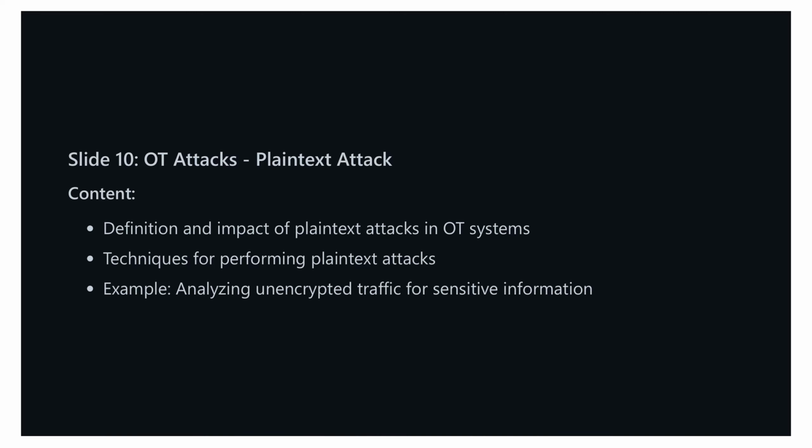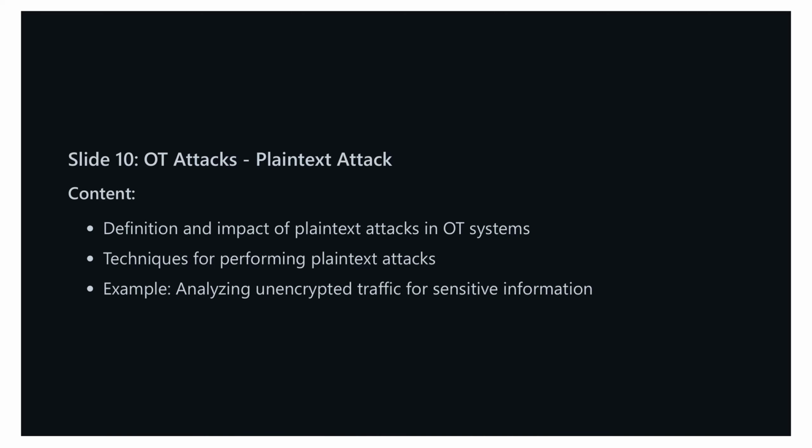Plaintext attacks occur when the data being transmitted across a network is not encrypted, leaving it vulnerable to interception and exploitation. In industrial control systems, the impact of such attacks can be severe, potentially leading to unauthorized access to sensitive information, manipulation of data, and even control over critical infrastructure.